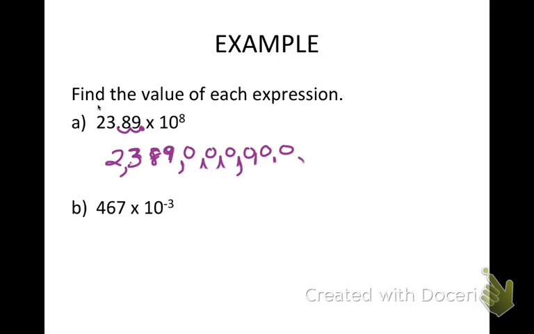467 times 10 to the negative 3. Where's my decimal going to move? To the right or to the left? So 1, 2, 3. So it becomes 0.467. Right? Just moving them.